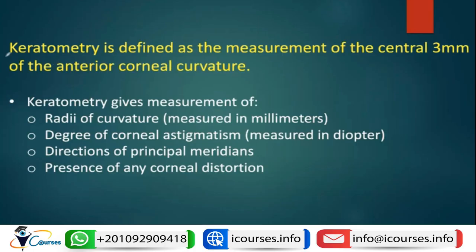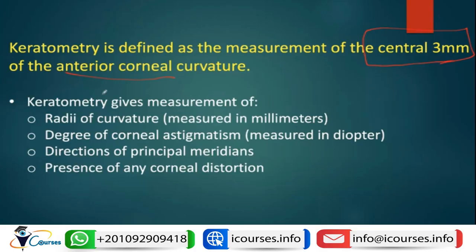So the knowledge of how much the curvature of the cornea is called the keratometry. And the keratometer is a device used for measuring the anterior corneal curvature in only the central 3 millimeters, because these are the most significant in regard to the vision.